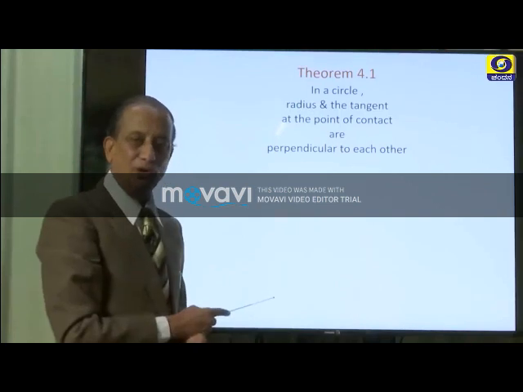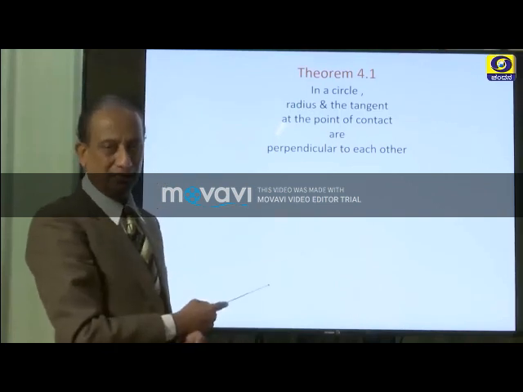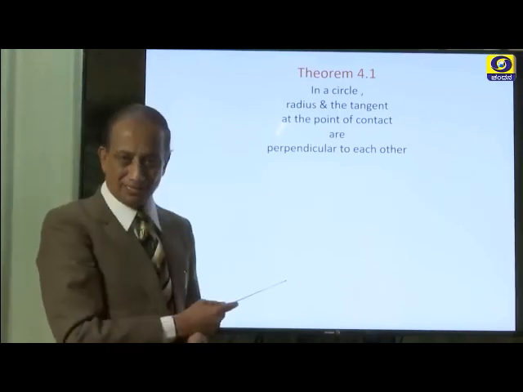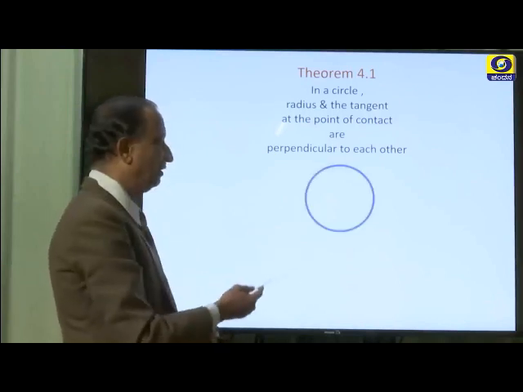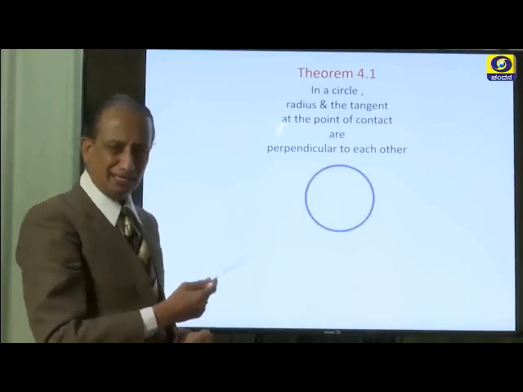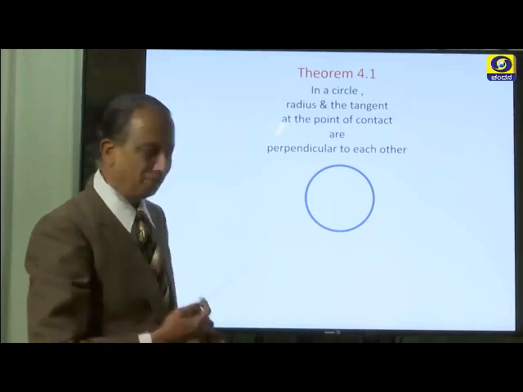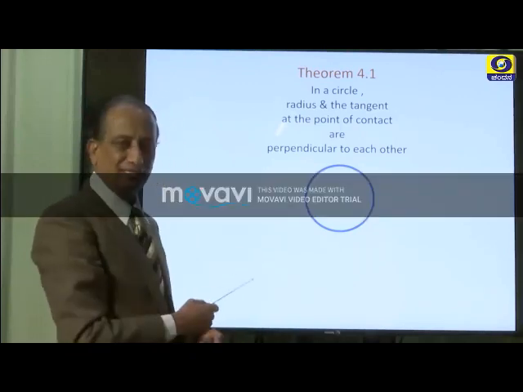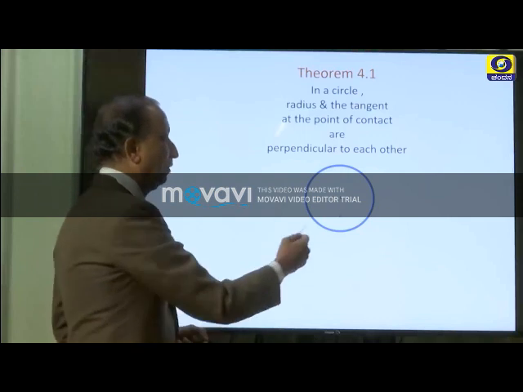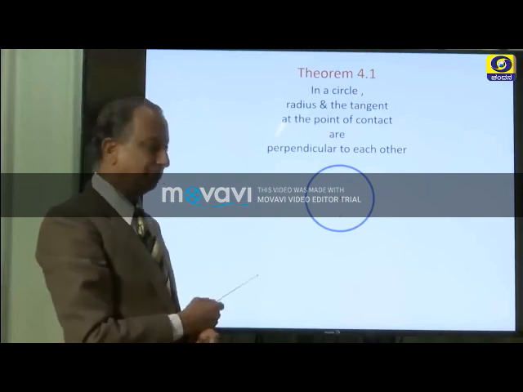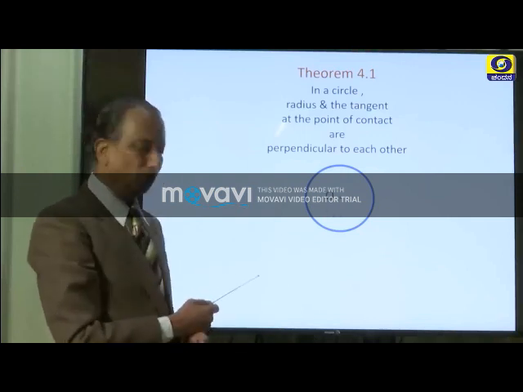Now, we have to draw a suitable figure for this. With the help of compasses, you draw a circle with some convenient radius. As far as possible, take 3 centimeters or maximum 3.5 centimeters and draw a circle like this. Locate the center of the circle, and call it O.